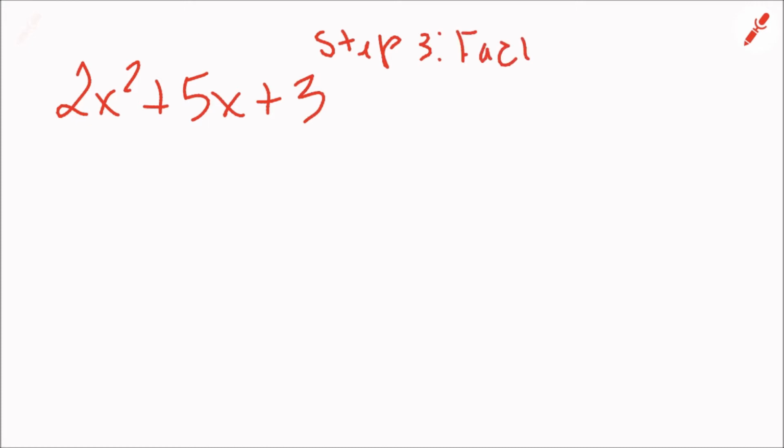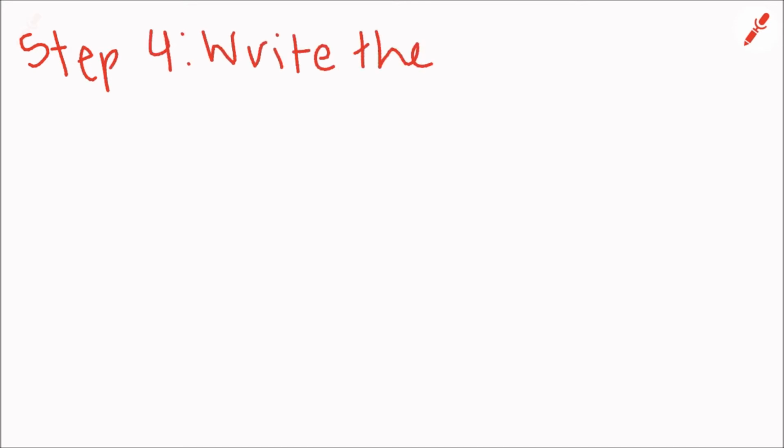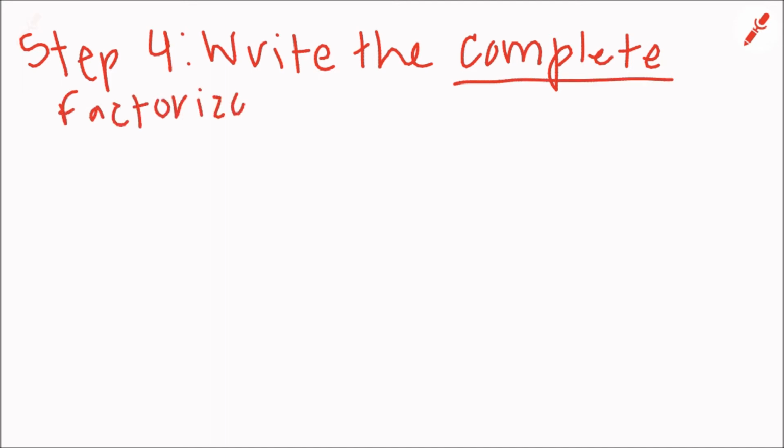This is our third step, and what we're going to do is factor the resulting quadratic from the second division process. In your final step, you're going to write the complete factorization of the polynomial.